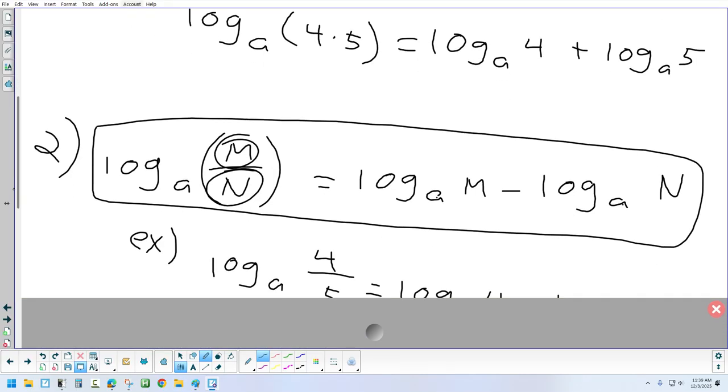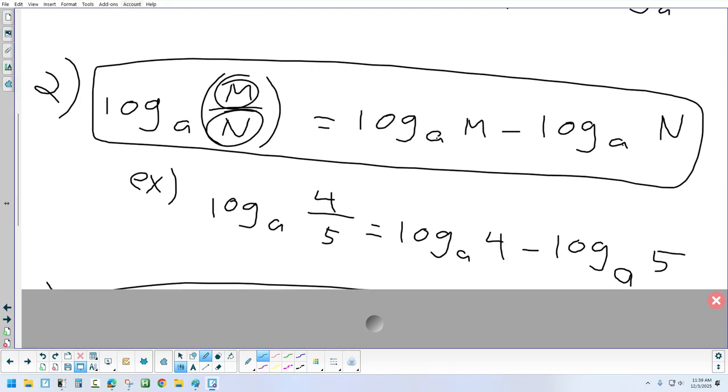Okay, so that's a property that allows you to take a fraction inside of a logarithm and split it into 2. Any question on the second property?